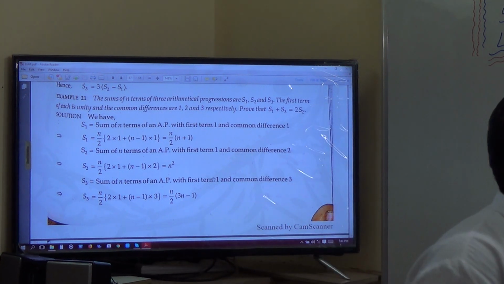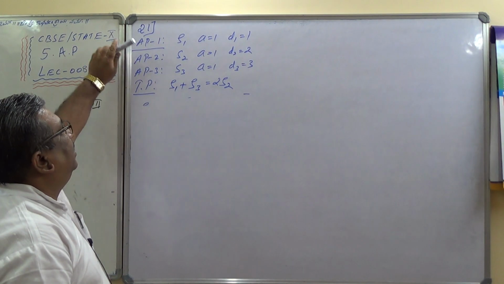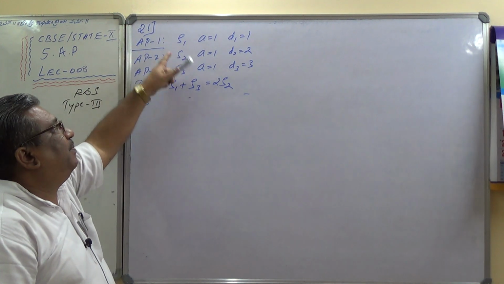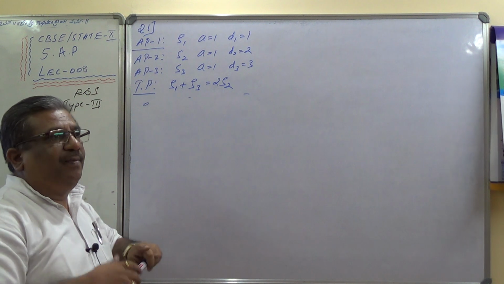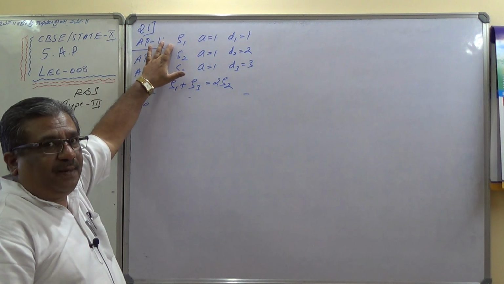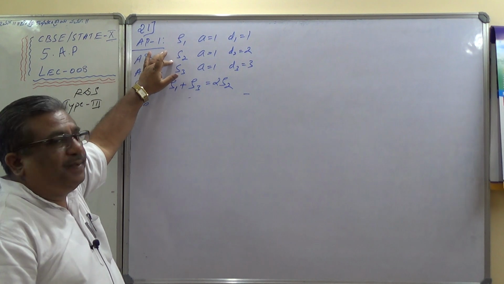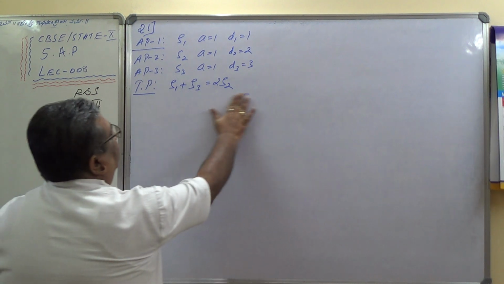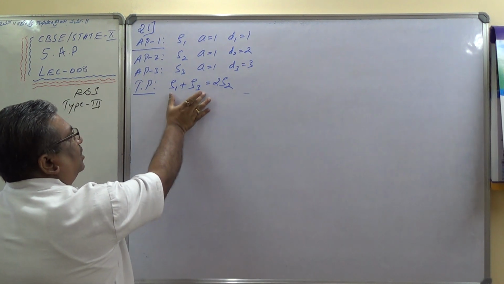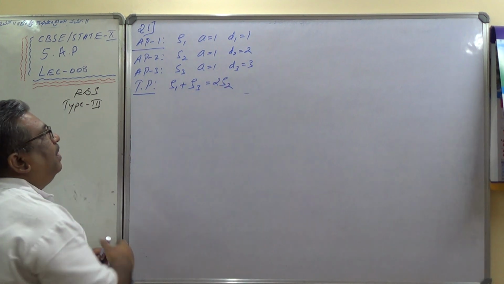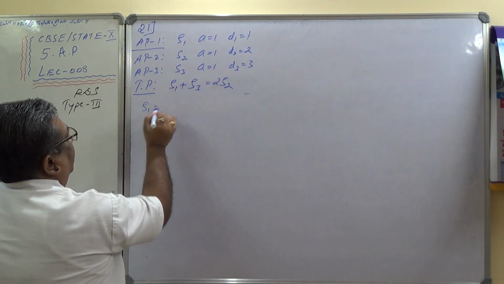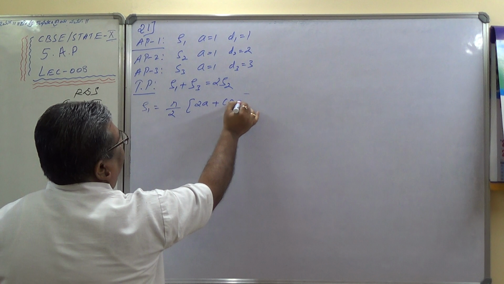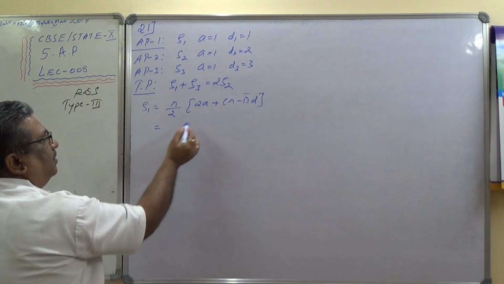Let's solve this one. 21st question. AP1, AP2, AP3. There are 3 APs. S1 refers to the sum of first n terms of the first AP. S2 is the sum of n terms. Please remember, the sum of n terms is represented by S1. The sum of n terms is represented by S2. The sum of n terms is represented by S3 here. Okay, and we have to prove that S1 plus S3 is equal to 2 S2. I'll take these two to try to prove that it is 2 S2. So what is S1 first of all? Sum of first n terms, n by 2 into bracket (2a plus (n minus 1) into d). Substitute the values of a and d.